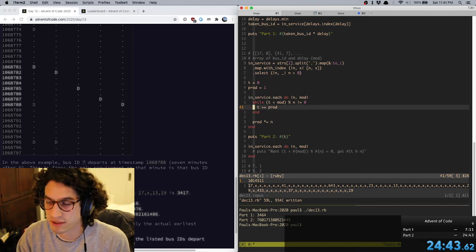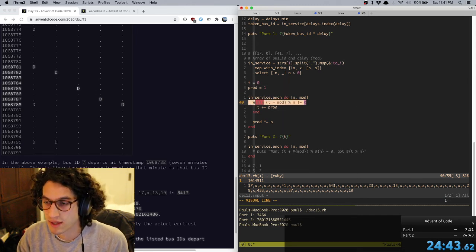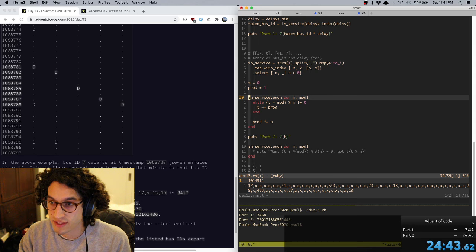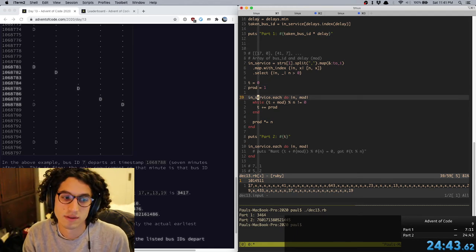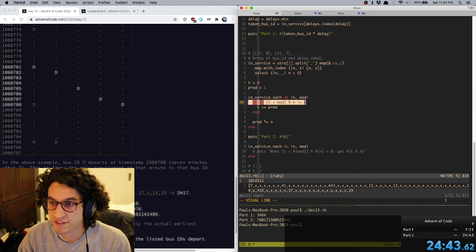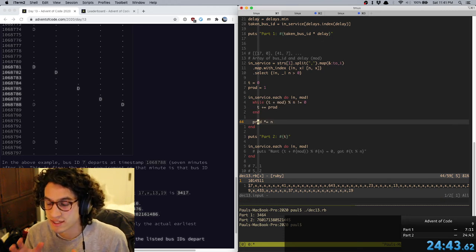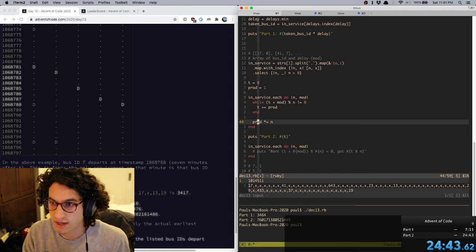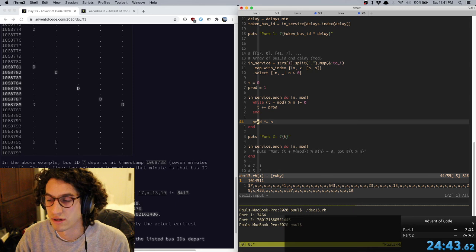So, okay, clean this up a little bit. So take T. T is our starting timestamp. At the end, for every single thing, prod is 1. Basically, we can prove this inductively that after each iteration of this, T plus the mod for all the previous things divided by the bus ID will always be 0.